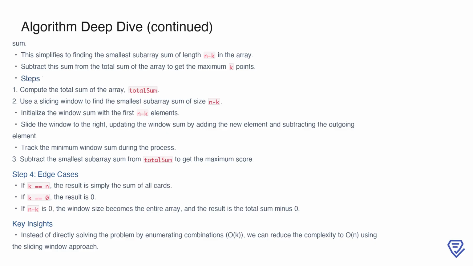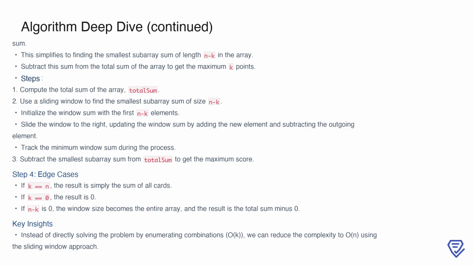This insight allows us to use a sliding window approach to efficiently find the smallest sum of a subarray of size n-k. The steps for this approach are as follows. First, calculate the total sum of all the cards in the array, which we'll call total sum. Then, use a sliding window to find the smallest subarray sum of size n-k. Start by initializing the window sum with the sum of the first n-k elements.